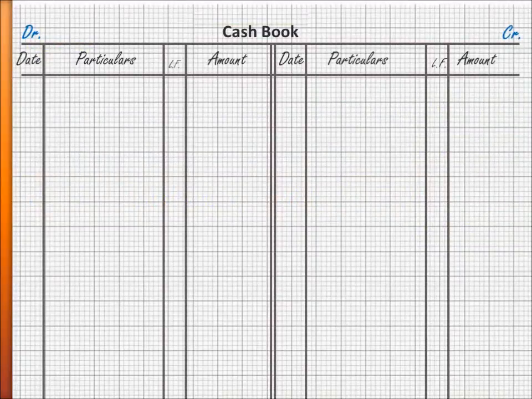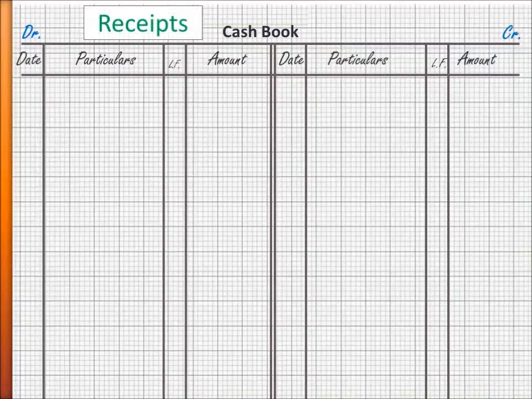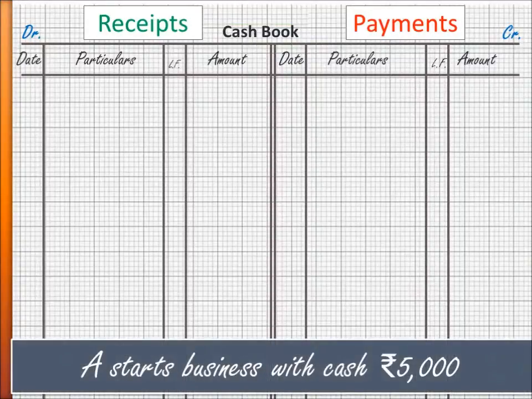Let's make the cash book. In the T form, it's just like the cash count. On the debit side, we have to write down receipts, and on the credit side, we have to write down payments. So number 1, A starts business with cash rupees 5,000, because it's a receipt for the firm. So this 5,000 will be written on the receipt side, I mean to say on the left hand side in the amount column. So what will be the narration? To capital, because we have got the receipt and this receipt is for capital.